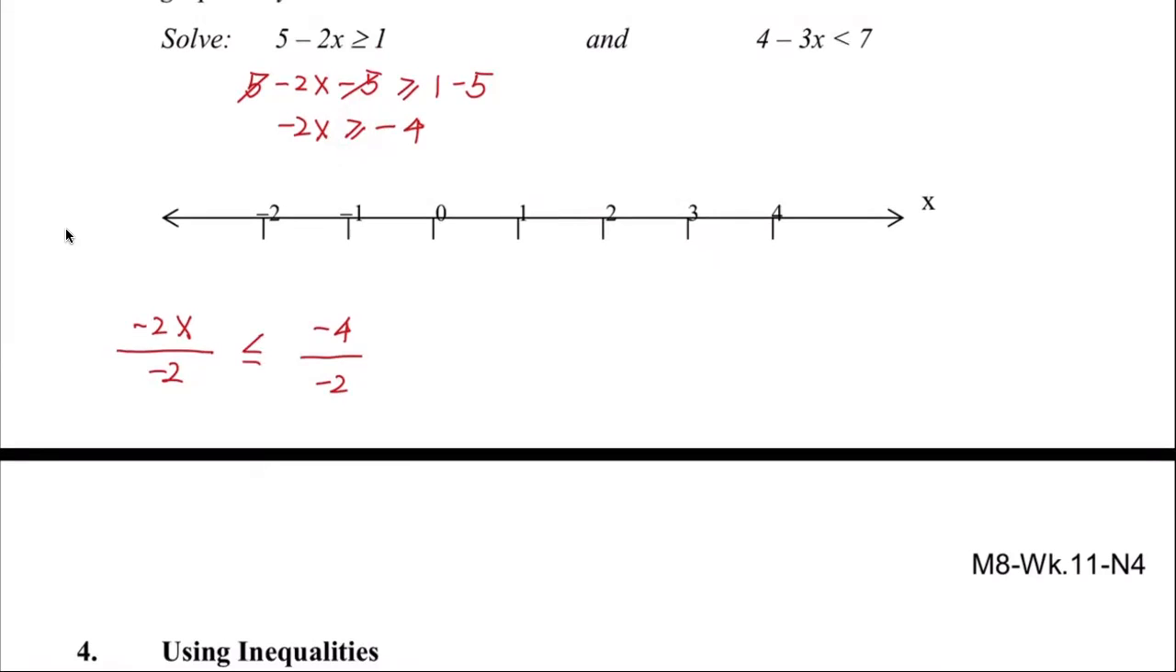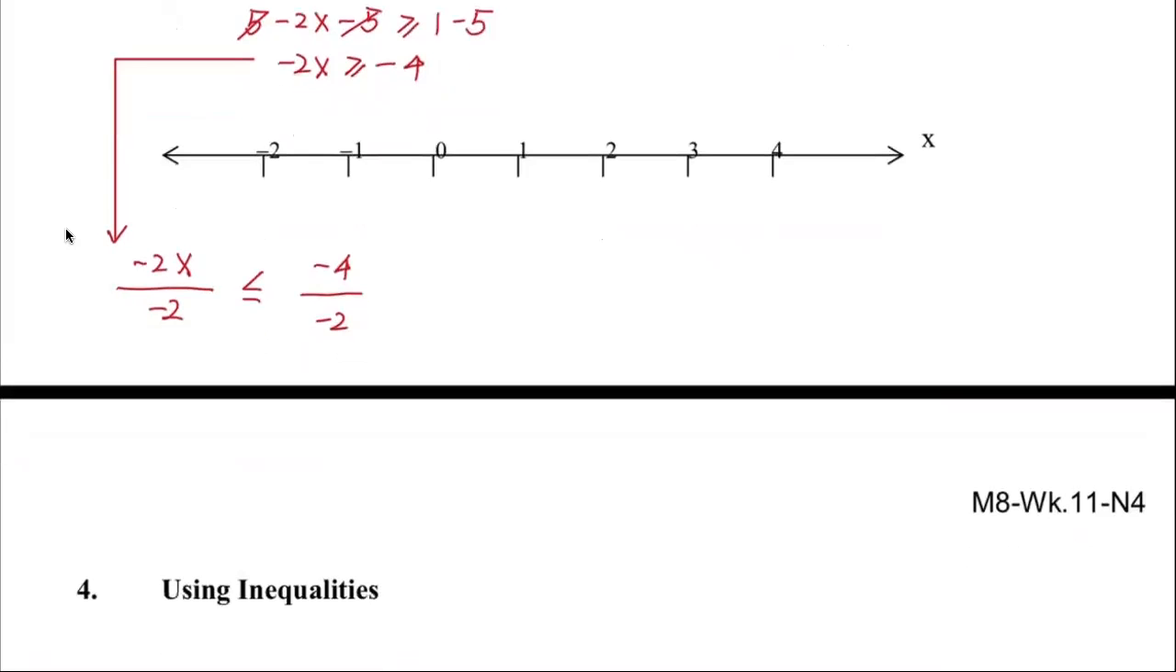This is what I meant by flipping the sign when we multiply or divide a negative number to both sides of the inequality. Okay, so from this step to this step is very, very important. Okay, it's very important. Okay, so now it's getting easy.